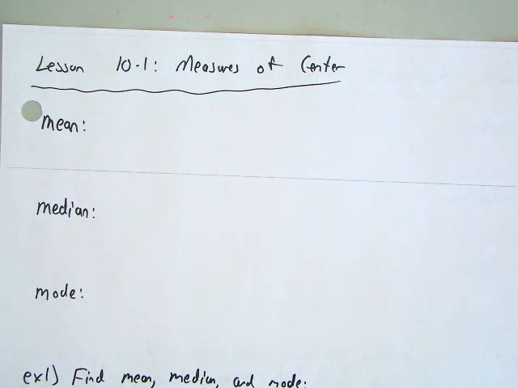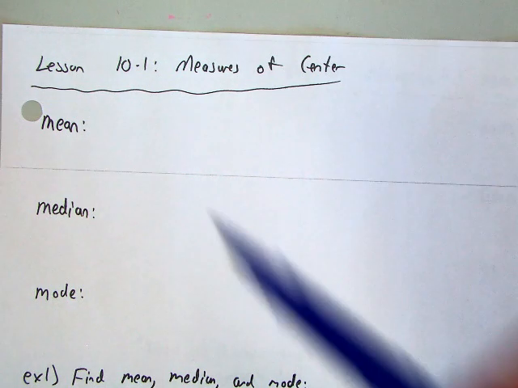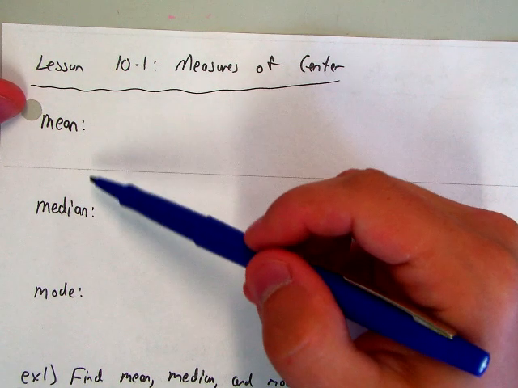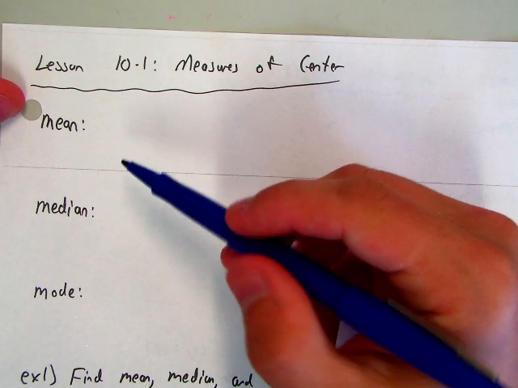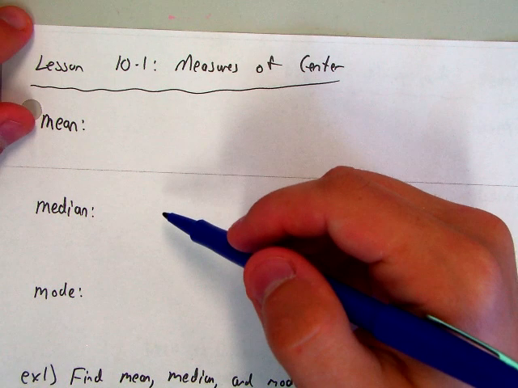All right, today we're going to be talking about Chapter 10, Lesson 1. This is all about measures of center. This is our first lesson in probability and statistics, and this is primarily statistics. So some of these words I'm sure you've heard before, but mean, median, and mode, those are called measures of center. That would be like the middle of the data.